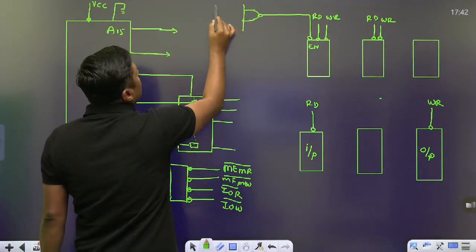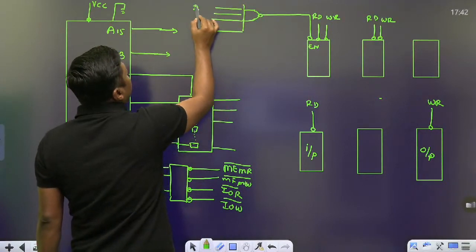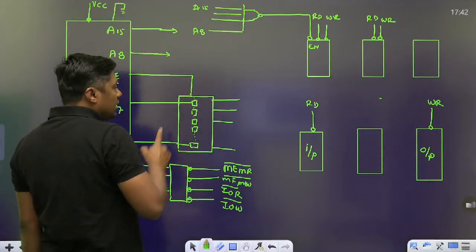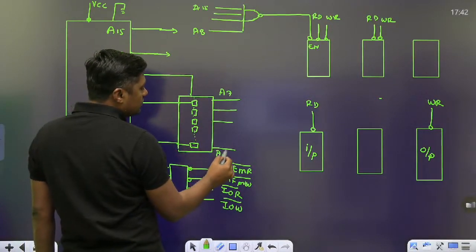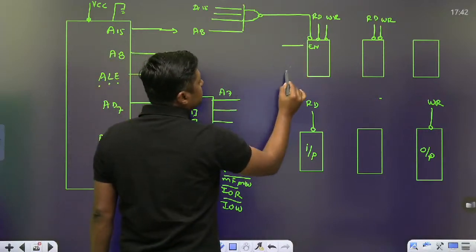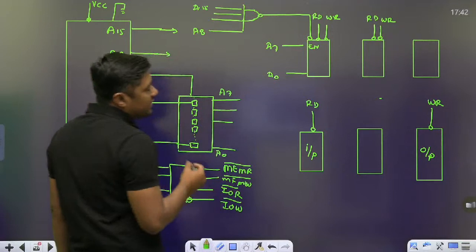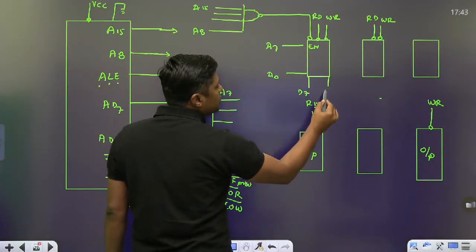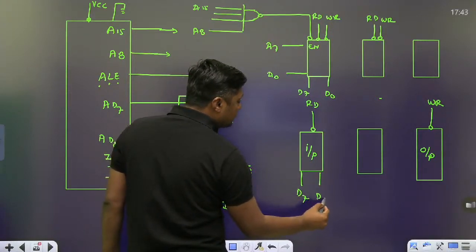Now, all higher order address lines are connected here, from A15 to A8. And the lower order address lines, these are called A7 to A0. These are connected here. And here we have the data lines from D7 to D0. Try to understand, in every case we have the data lines D7 to D0.